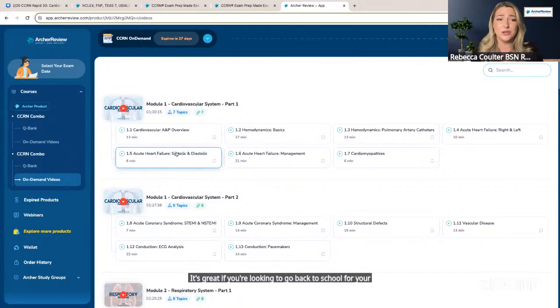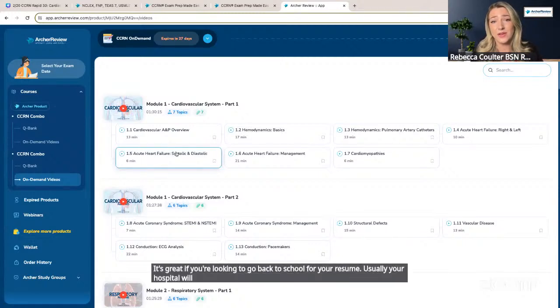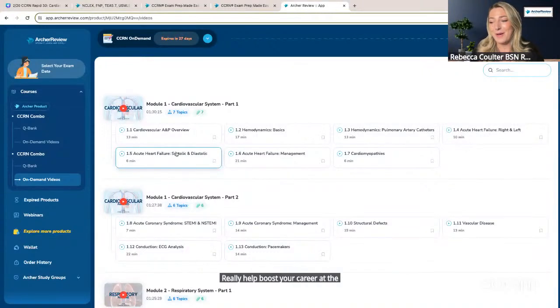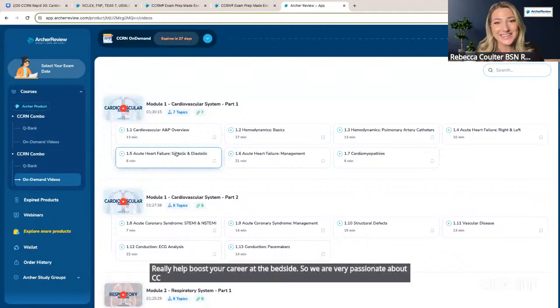It's usually your hospital will provide some sort of financial incentive to become certified. So there's a million reasons out there to become certified. It can really help boost your career at the bedside. So we are very passionate about CCRN here and super excited to have launched this product.